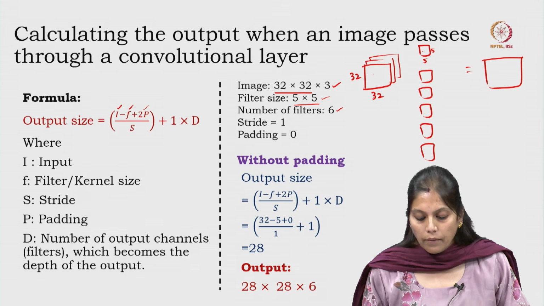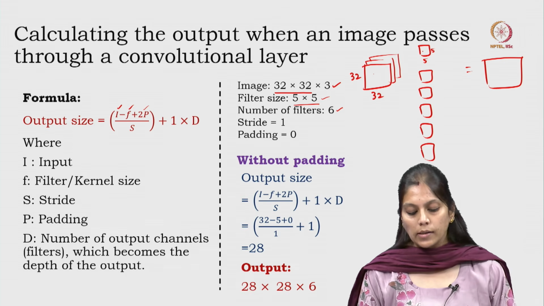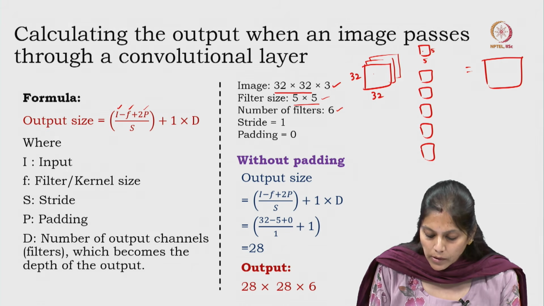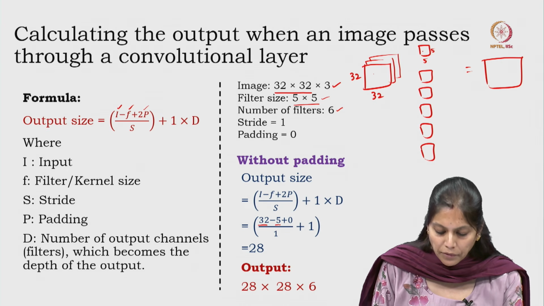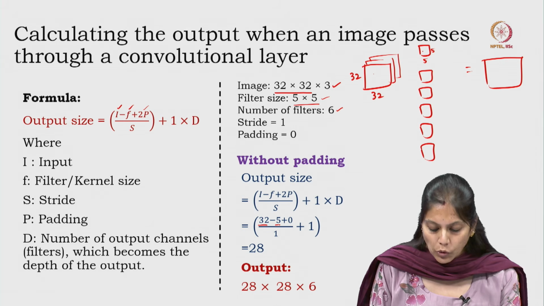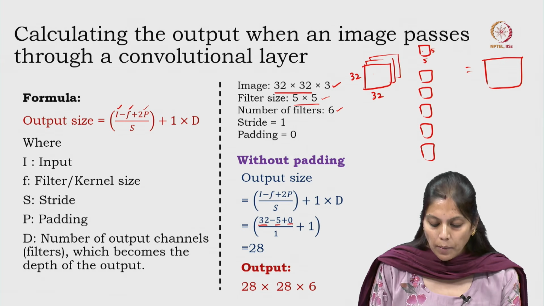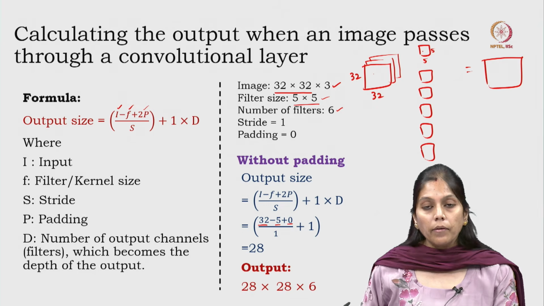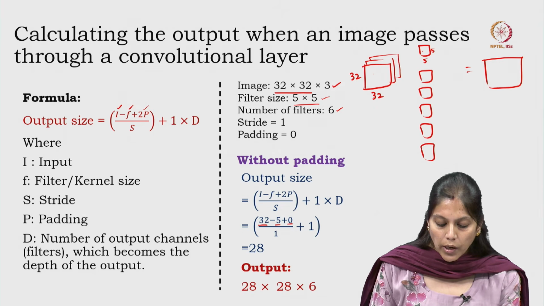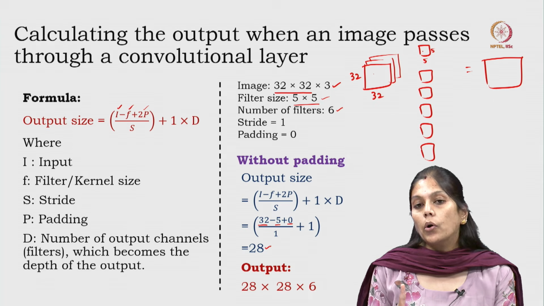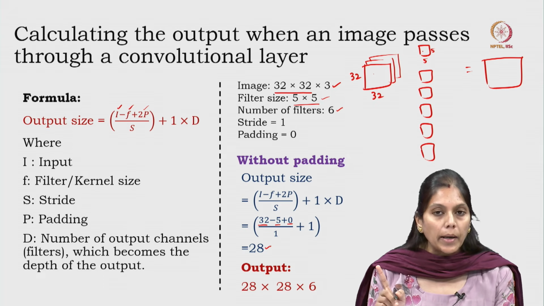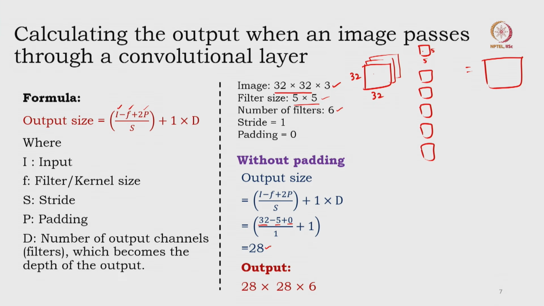So look at this. When we calculate, what are we going to get? I value is 32, filter F is 5, padding there is no padding, so 0, divided by stride which is 1, plus 1. So 32 minus 5 plus 1, we are going to get 28. If you have observed here, there is no padding applied. When there is no padding, then obviously the feature map size is going to reduce. The input size was 32 cross 32. After you perform the convolution, it is 28 cross 28.